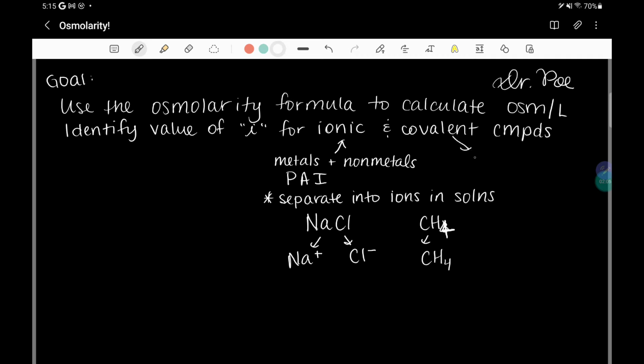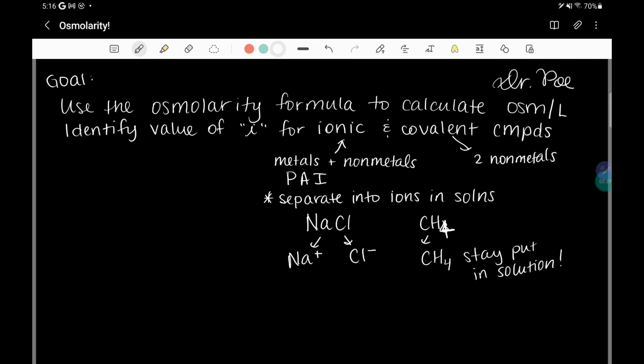Covalent compounds are going to be 2 nonmetals, and these aren't going to separate in solution. They're going to stay put. Their bonds aren't going to break in solution because they don't have that full distribution of charge. So that's really what's going on at the chemistry level, and that's really important for the formula here. I love osmolarity because it tells us these differences and takes them into account in the formula.